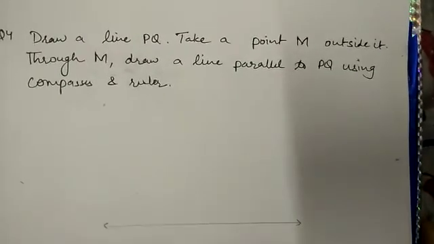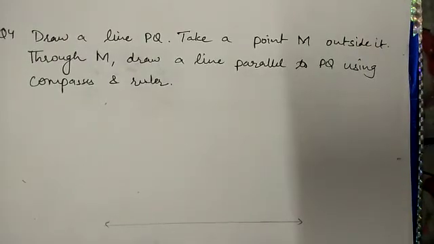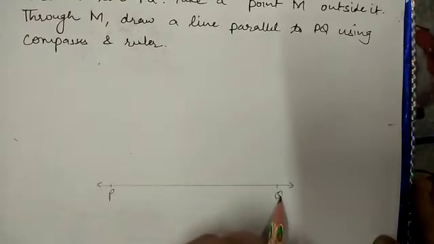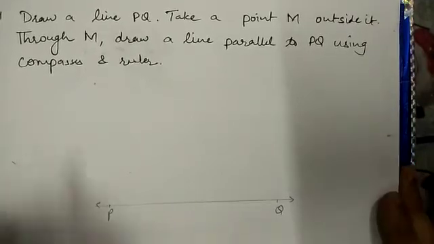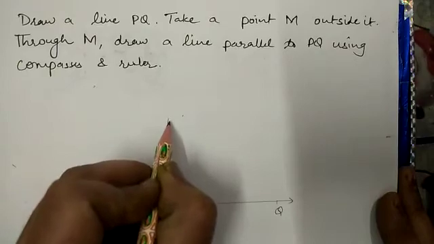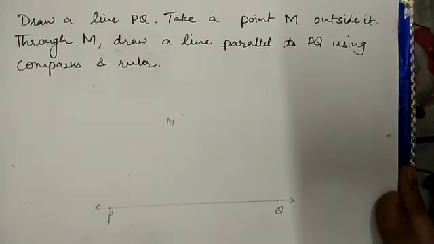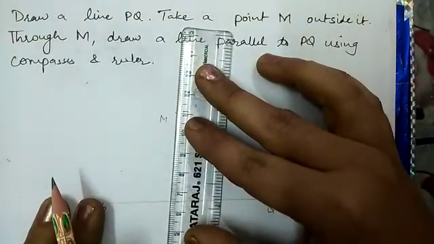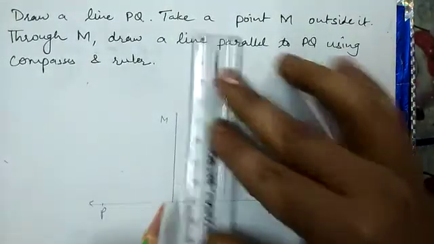Next question. Draw a line PQ. Take a point M outside it. First of all, we have drawn a line, named it as PQ, and after this we have to take a point M outside it. Suppose I have taken the point here. Now through M we have to draw a line which is parallel to PQ. So first of all, we will join this point M with this line PQ anywhere like this.